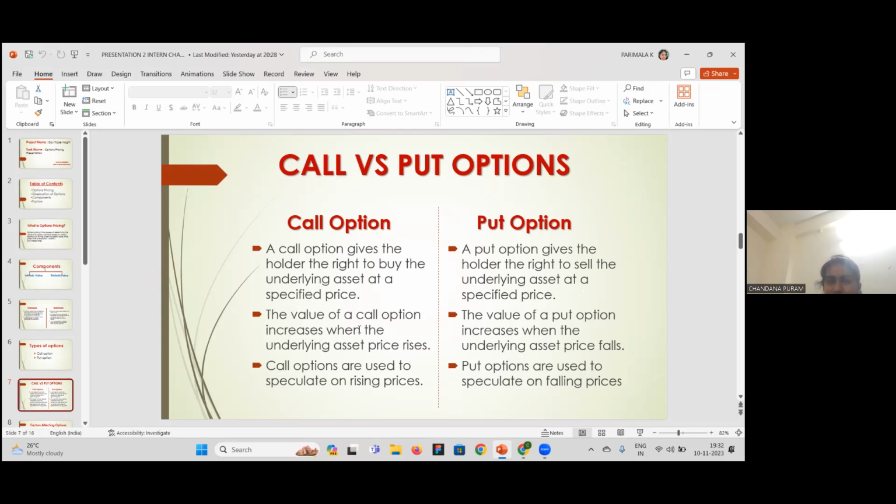The value of a call option increases when the underlying asset price rises. So when a stock price rises, the value of a call option rises. When the stock price falls, the put option value increases. So call options are used to speculate on rising prices, and put options are used to speculate on falling prices.